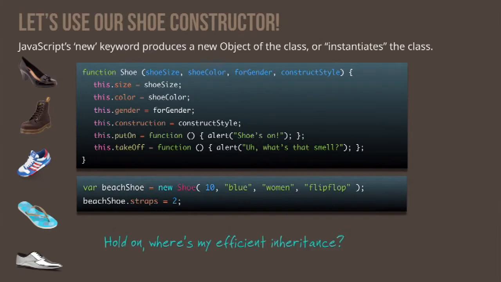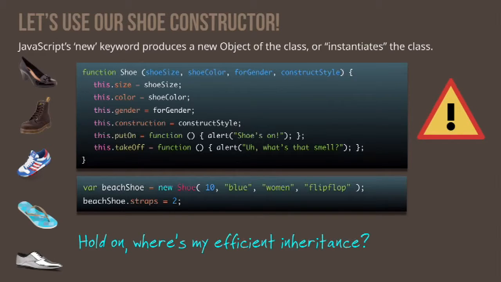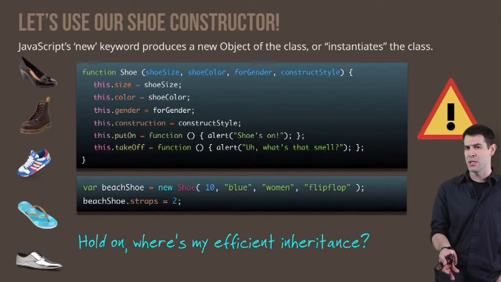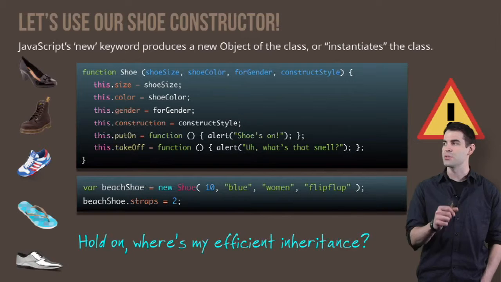But wait, hold on. Where's my efficient inheritance? Yeah, I don't see any. There's not any here. We've got an object builder, but we haven't really used the concept of JavaScript inheritance that we were promised by the constructor.